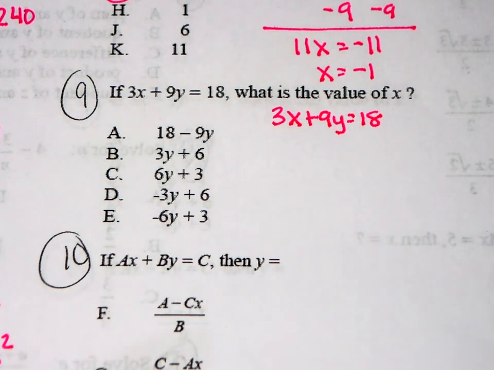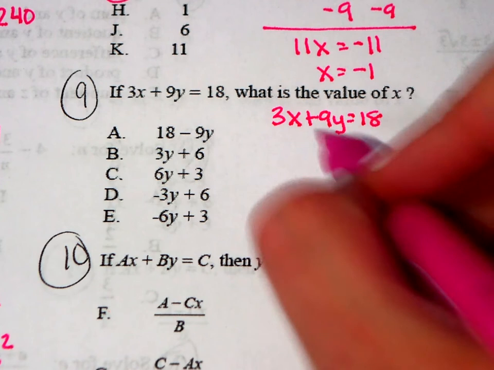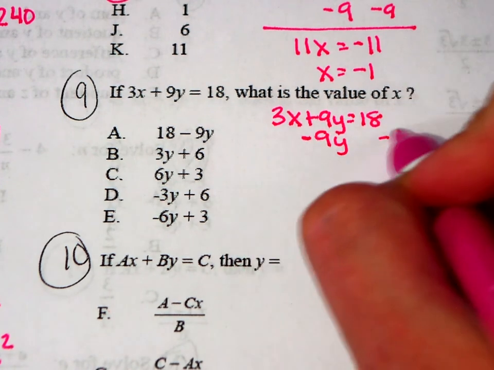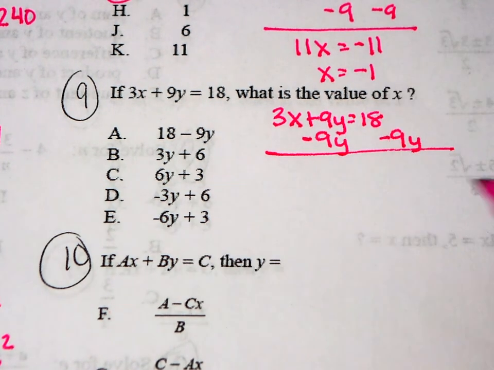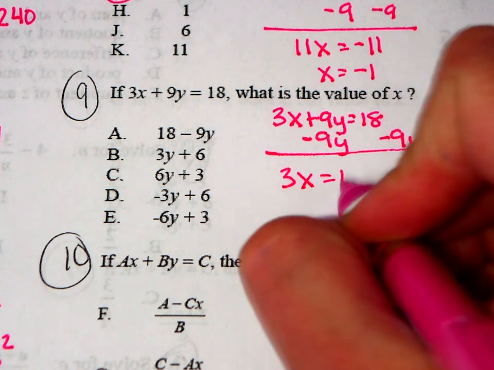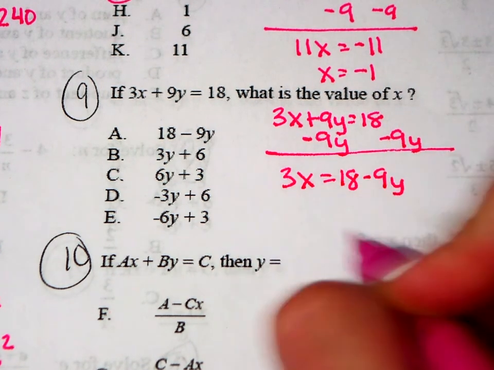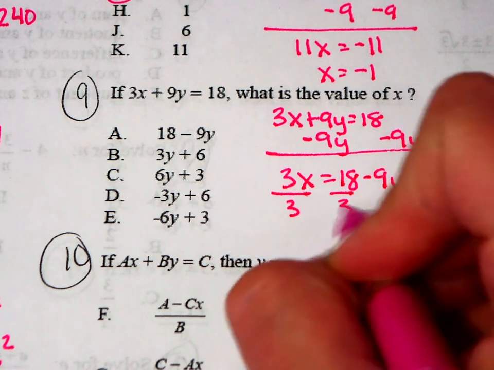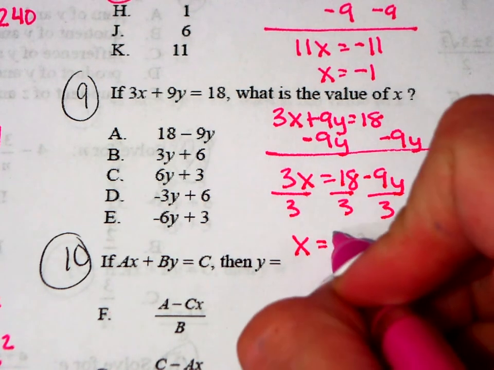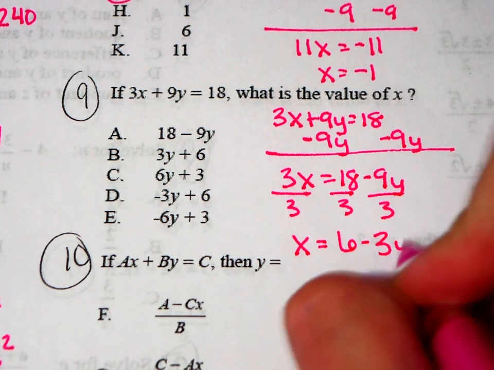Our goal is to solve for the value of x, which means we want x to be isolated. So the first thing I'm going to do is move the 9y to the other side. I want to do that first. So I get 3x equals 18 minus 9y. I want to divide everything by 3, every piece. So I get x equals 6 minus 3y.